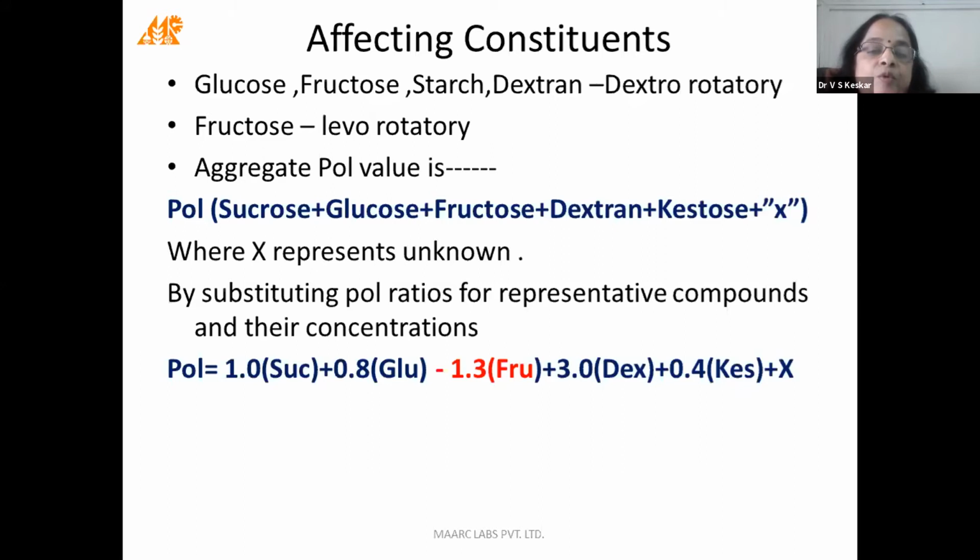By substituting pole ratios for representative compounds and their concentrations, pole is ultimately equal to, as you can see in equation 1, 1 times the concentration of sucrose, 0.8 the factor contributed by glucose, then minus 1.3, the opposite factor, contributed by fructose, 3 the factor given by dextran, 0.4 by kestose, and X which is unknown. So you can see how many constituents are interfering in analysis with polarimetry.